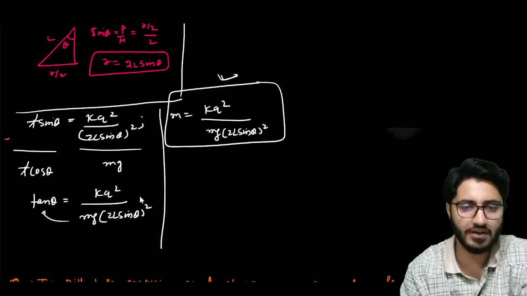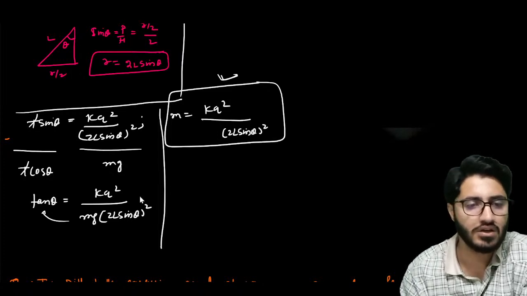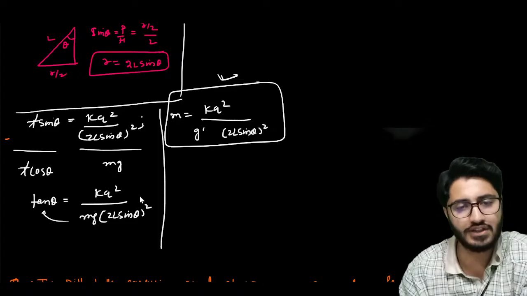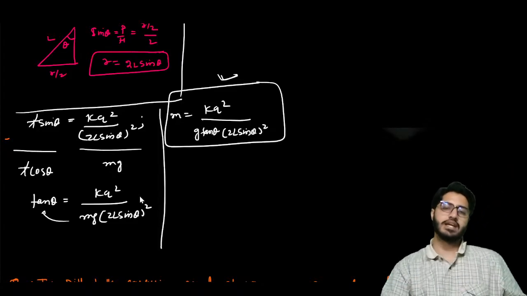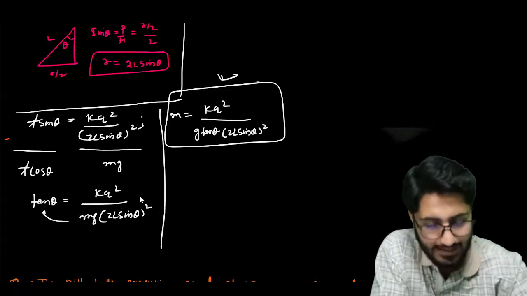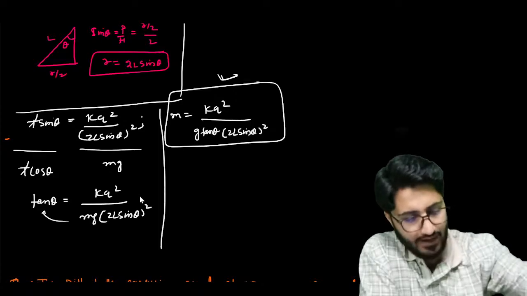No, why tan theta? I took M here, so M is not there. I can write here G tan theta. Yeah, G tan theta. So this is how we can get the value of tan theta.